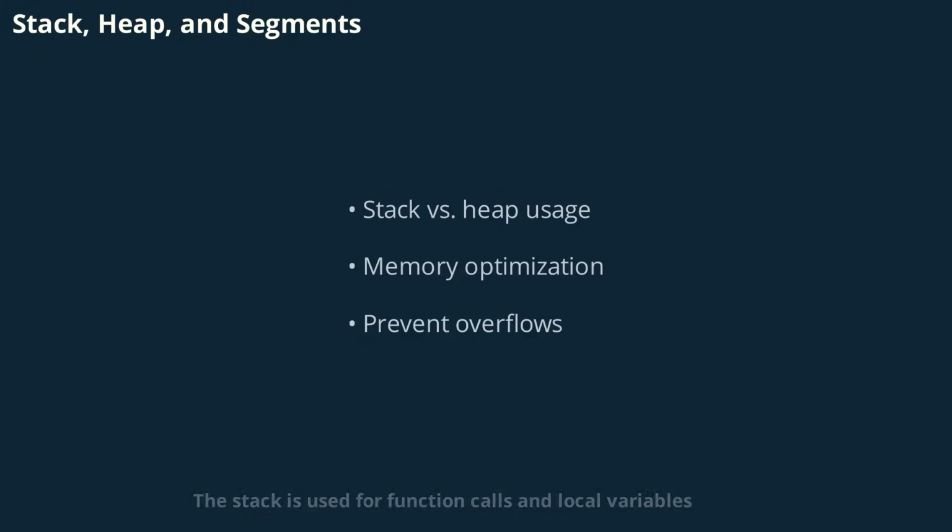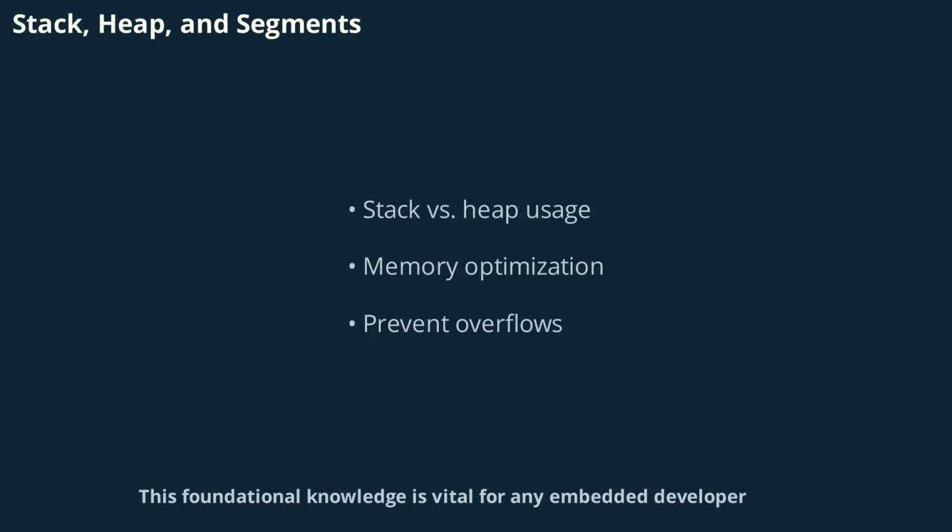Delving deeper into memory management, it's important to distinguish between the stack, heap, and various memory segments. The stack is used for function calls and local variables, while the heap is for dynamic memory allocation. Mismanaging either can quickly exhaust your system's resources. By understanding how your code and data are laid out in memory, you can optimize usage and avoid common pitfalls like stack overflows or memory leaks. This foundational knowledge is vital for any embedded developer.